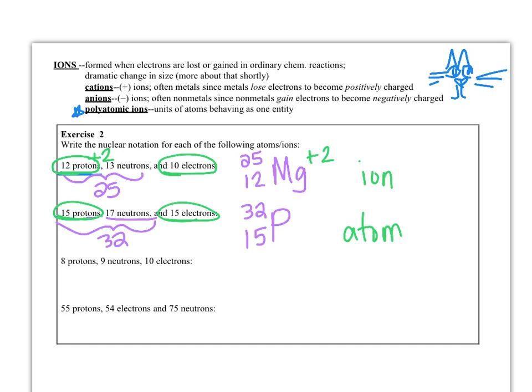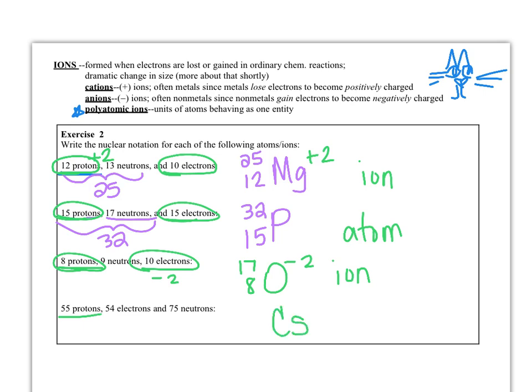All right, so on this one, 8 protons, it's going to be oxygen, and we're going to have 17 over 8. And then when we compare protons to electrons, I'm going to have a -2 overall charge. So that's an ion. So oxygen, -2 ion. 55 protons. That's going to be cesium, Cs.